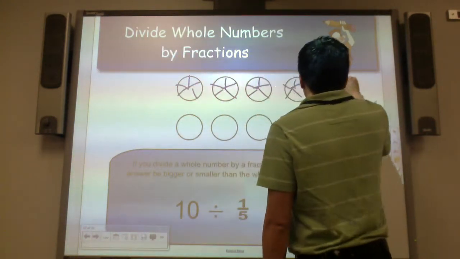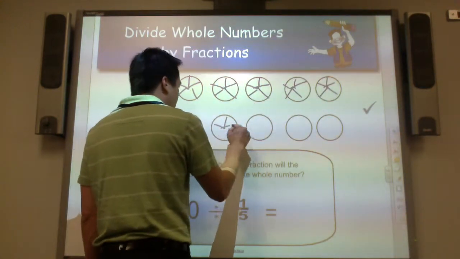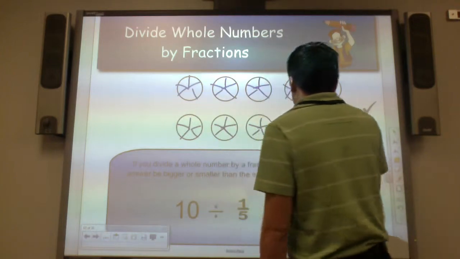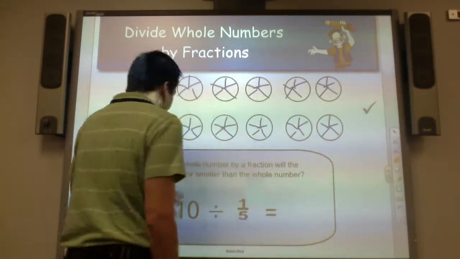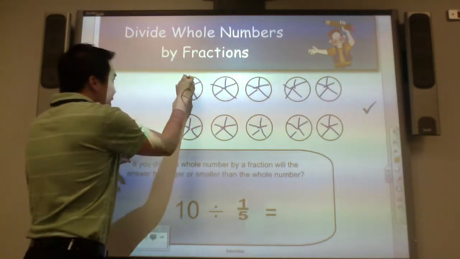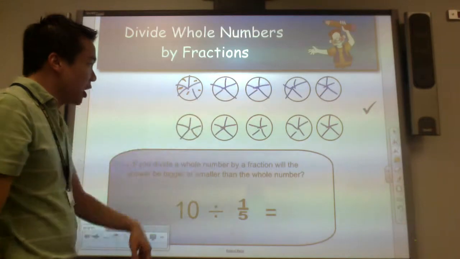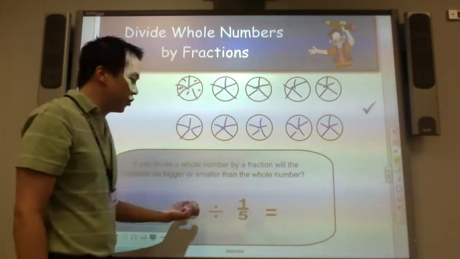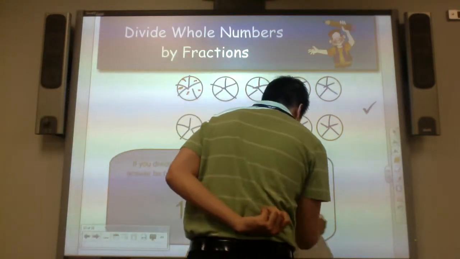So will I have more quantity than 10, less than 10, or equal to 10? My prediction is going to be greater than 10. So here's a 1/5. Here's a 1/5. Here's a 1/5. Here's a 1/5. Here's a 1/5. And so on and so on. So how many groups of 1/5 go into 10? My prediction is I think it's going to be 50 of them.